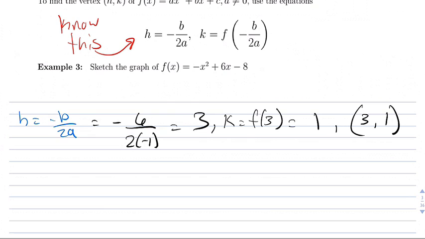Okay, now we have our vertex. We also know the axis of symmetry. Now we can just find points that are equidistant from the axis on either side. So let's generate a graph.